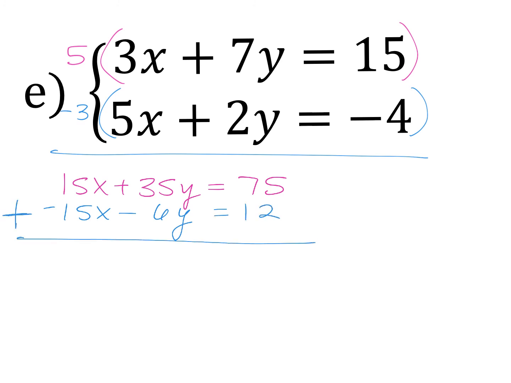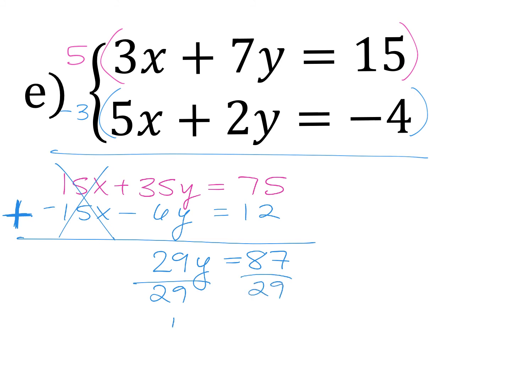Okay, and then we're adding those together if you got opposites. So this is a 0. 35y plus a -6y is going to be 29y. And then 75 plus 12 is 87. And then divide by 29. So y comes out to 3. And then plug that back in. You may plug it back into any of those 4. I would probably pick this bottom one, but that's up to you.